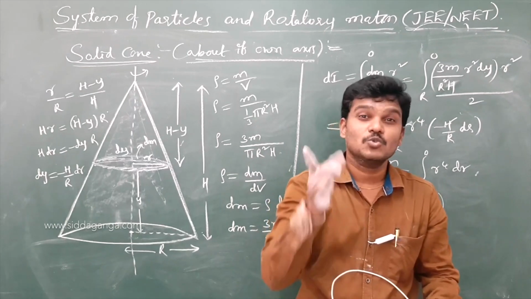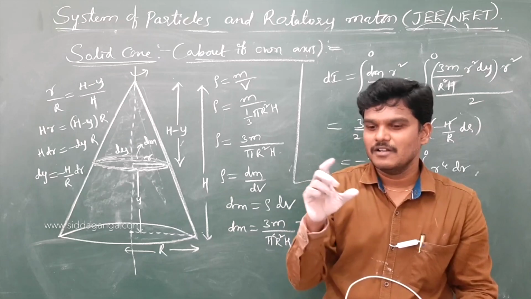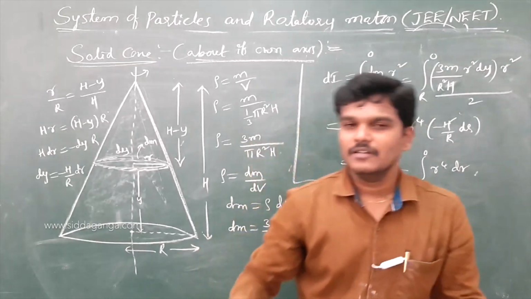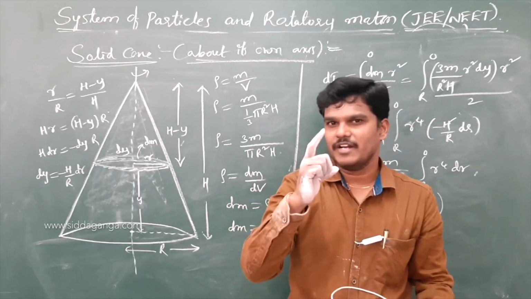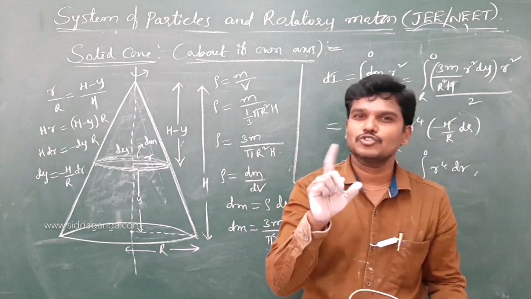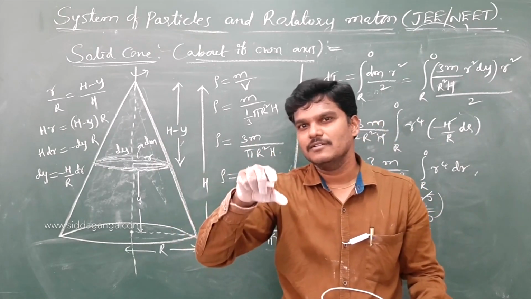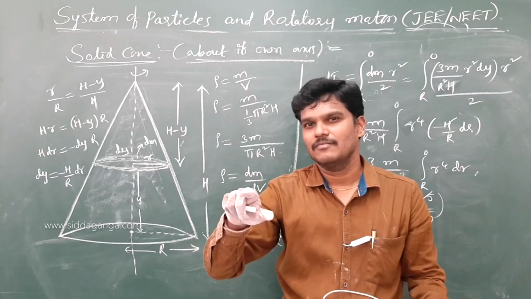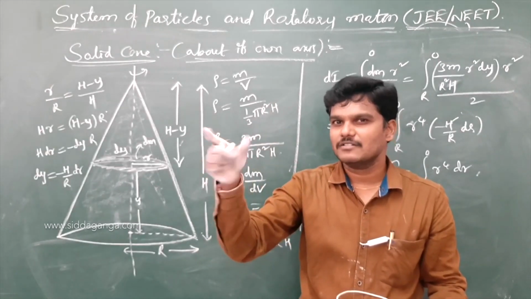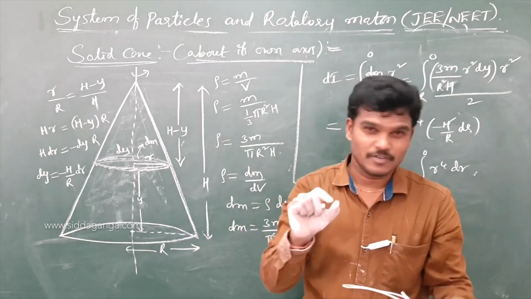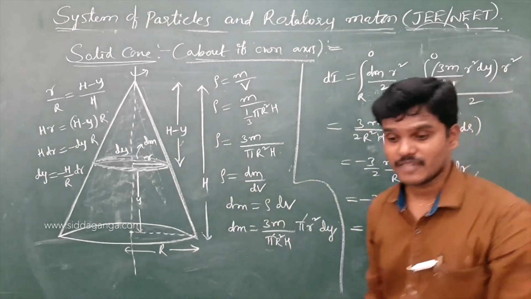Hollow sphere, 2 by 3 mr square, and about a tangent, 2 by 3 mr square plus mr square. Keep all the values in mind. And later, solid cylinder: like a rod, ml square by 12, and about its axis, mr square by 2. Hollow cylinder, m(l square by 12 plus r square by 2). Solid cone, 3 by 10 mr square.